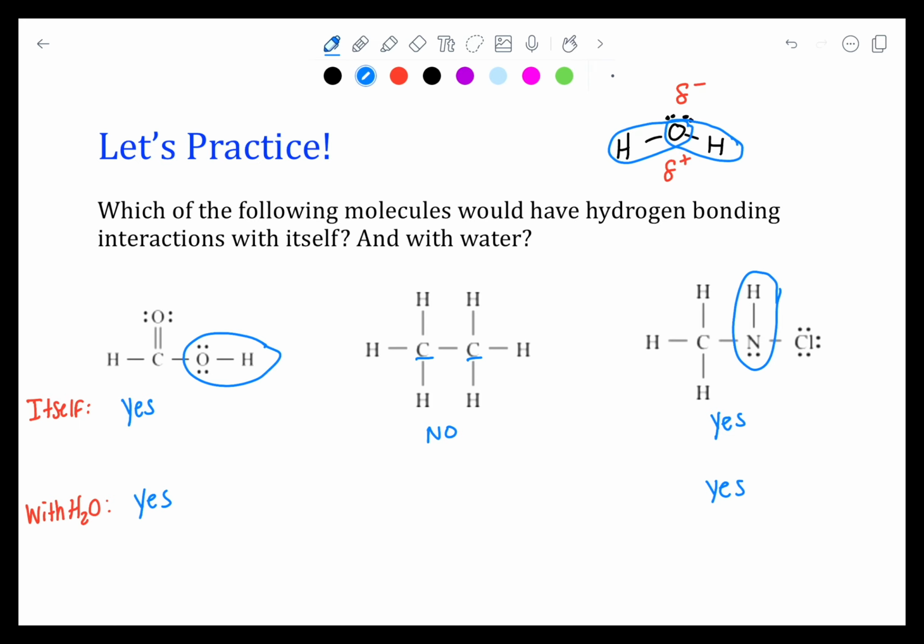Since our middle example here would not have hydrogen bonding at all, then it can't have hydrogen bonding with water, because there is no oxygen, nitrogen, or fluorine bound to a hydrogen in that molecule. Okay, so if it can hydrogen bond with itself, it can hydrogen bond with water.